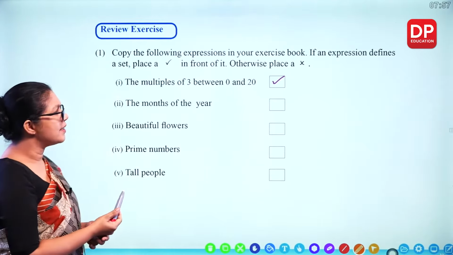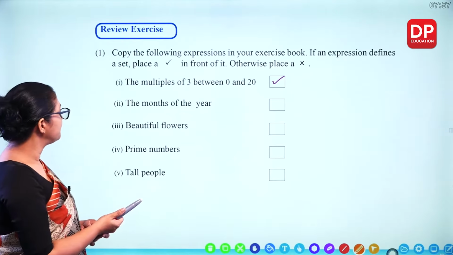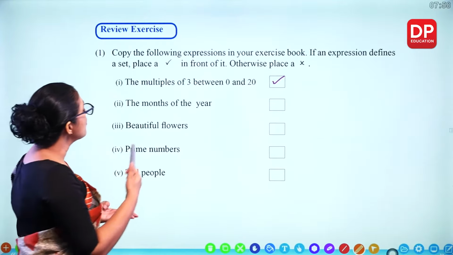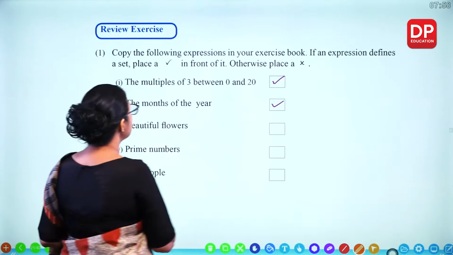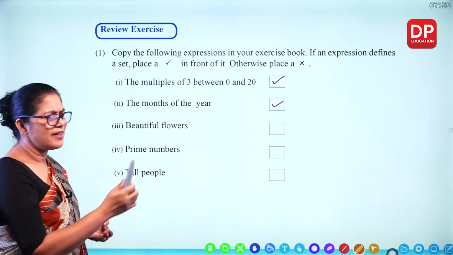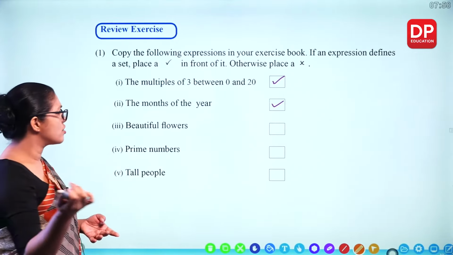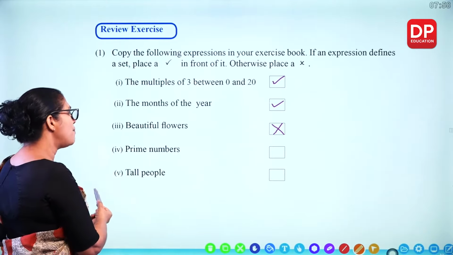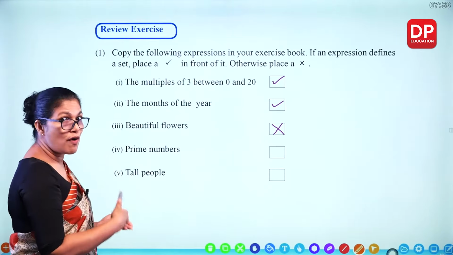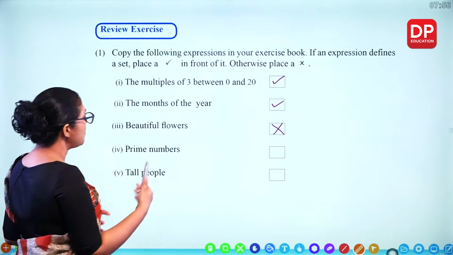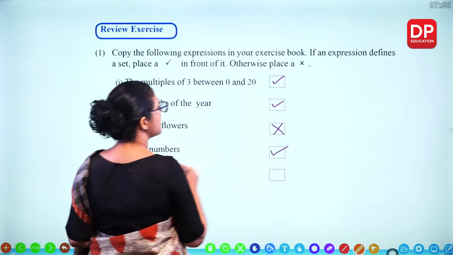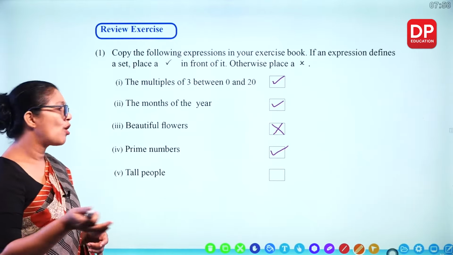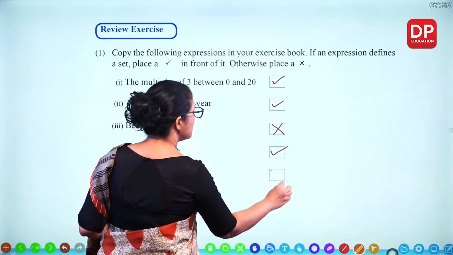The months of the year. So what are the months of the year? January, February, you can identify. So that's a set. Beautiful flowers, we can't identify whether this is beautiful or not. So that's not identifiable, that's not a set. Prime numbers, yes, 2, 3, 5, 7, like that. So that's a set. Tall people, we can't identify whether they are tall or short. So that's not a set.